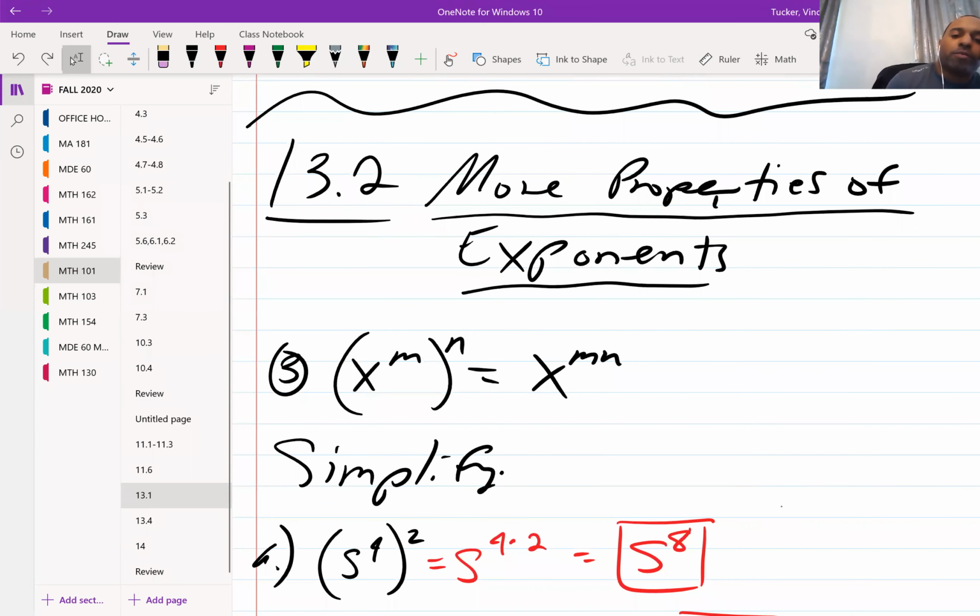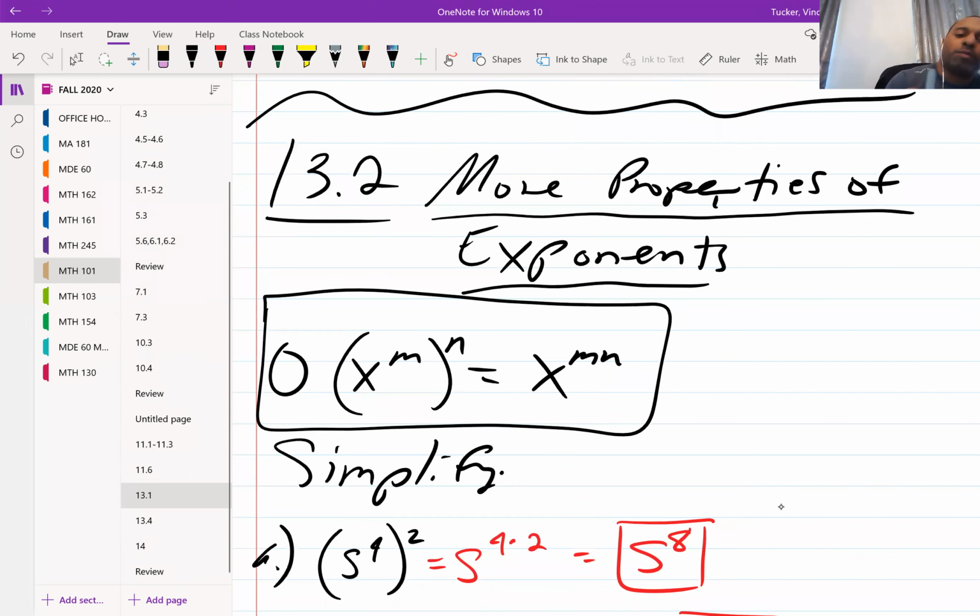So the next one, our third one, when you raise a power to a power, you multiply your exponents. So notice we have x to the m power raised to the nth power. So you multiply your exponents. x to the m times n.